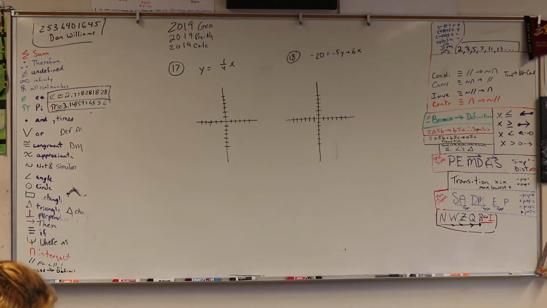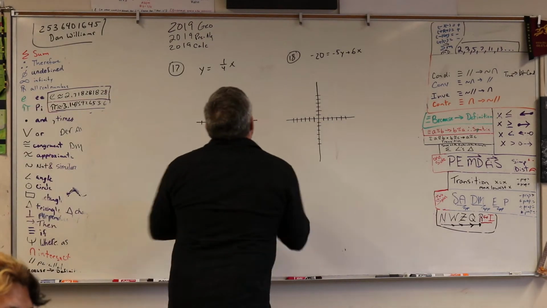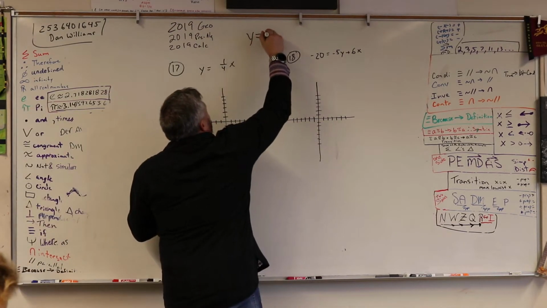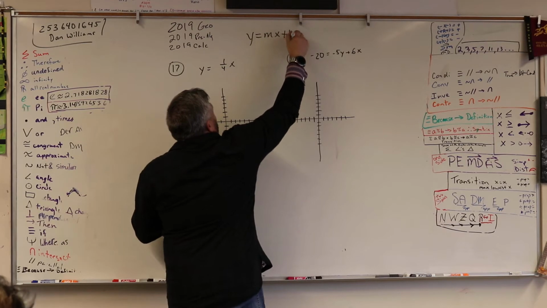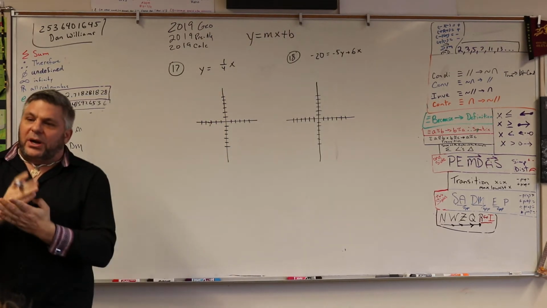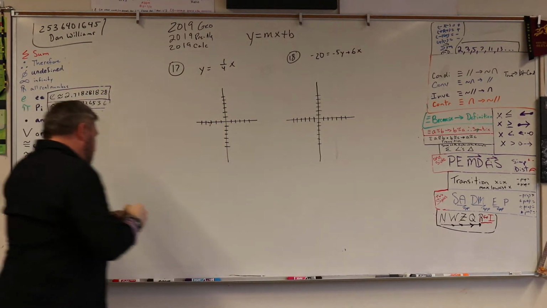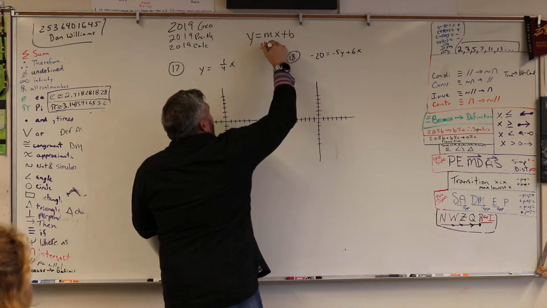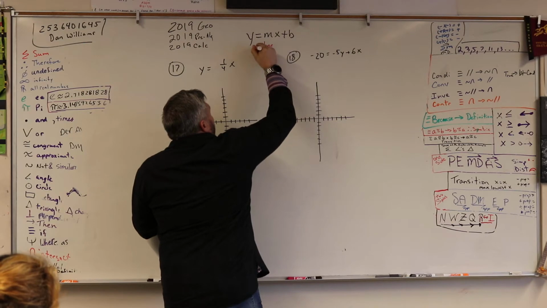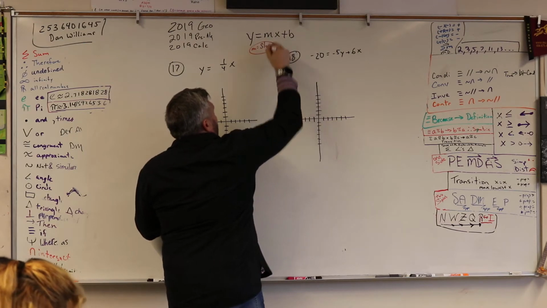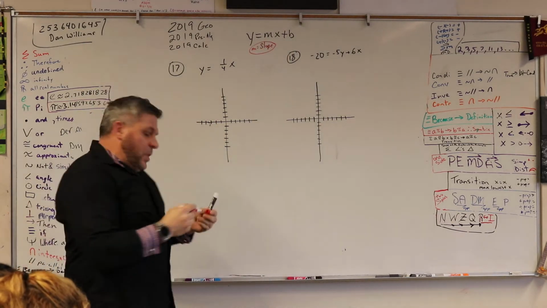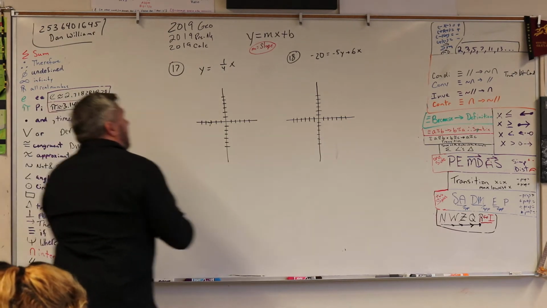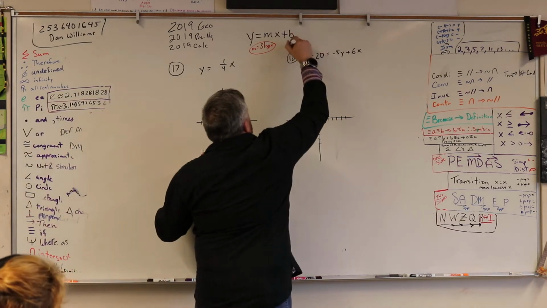Let's do this. Number 17 and 18. We're going to use the method of y equals mx plus b. The reason why we use this is your slope. M is your slope. Okay? B is your y-intercept.